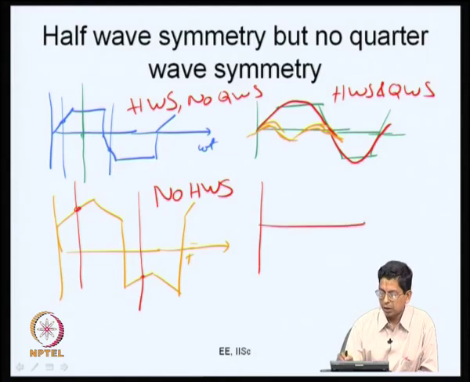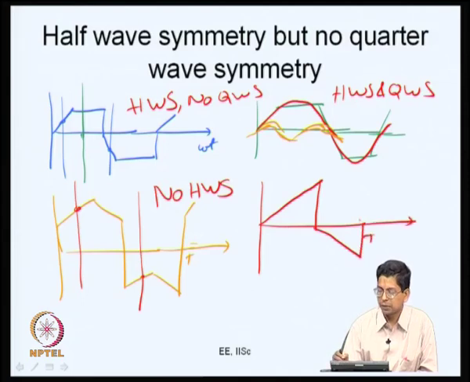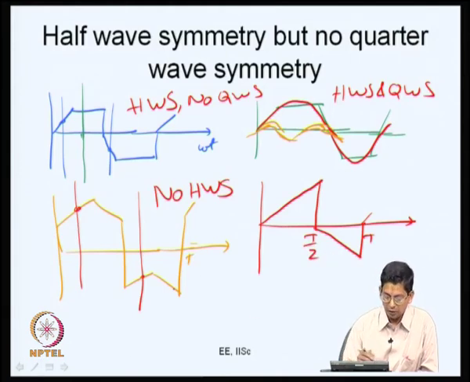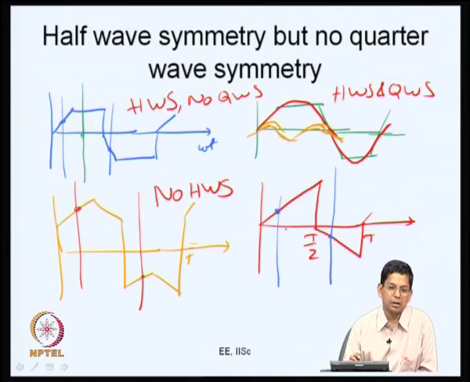Let me just take a triangular case. Let me say the waveform goes like this and then it comes back like this. This is time t and it continues. So, this is t by 2. If you take any instant like here, and a corresponding instant a half period away, the values are such that one is the negative of the other. So, it has half wave symmetry and has no even harmonic, but this waveform once again lacks quarter wave symmetry.